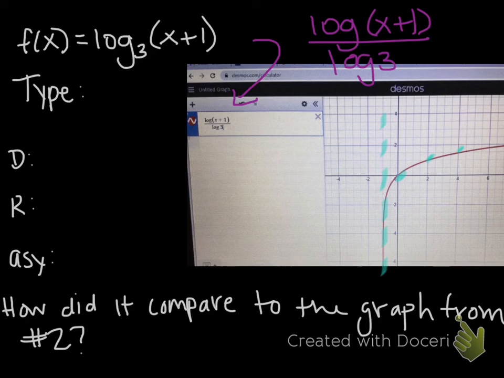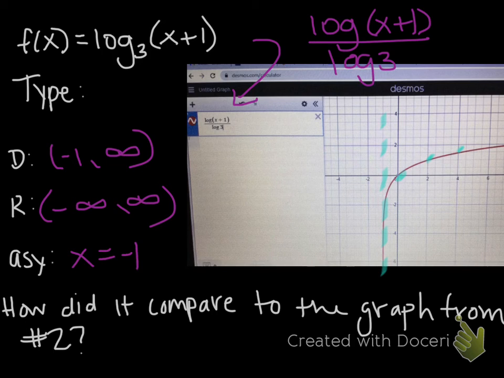We'll go through and answer the questions now. My domain for this picture is from -1 to infinity. Now you might be thinking to yourself that that's at a -2, but remember, my graph is scaled, so this is -2, which means that right there is -1. My range is going from negative infinity to positive infinity. And the vertical asymptote this time, where my graph is flattening out, so notice it's leveling out right there, it's getting straight, is at x equals -1.